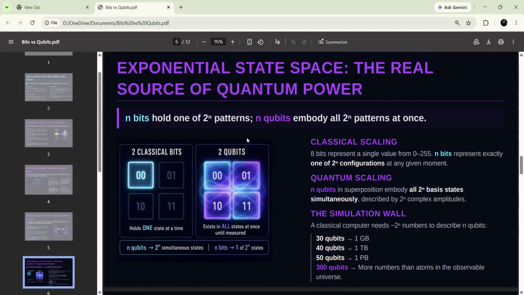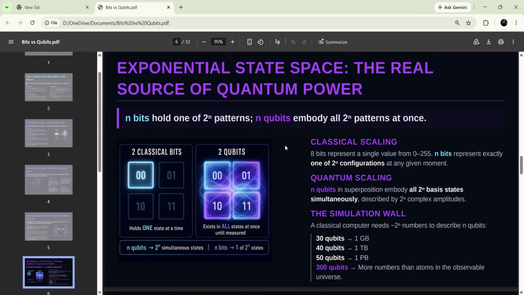If you have n bits, it is going to hold one of 2 power n patterns. In the same way, if you have n qubits, there are also 2 power n patterns. But in classical bits the patterns are not held at a time, whereas in qubits it is going to hold all 2 power n patterns at once. So that is the thing.